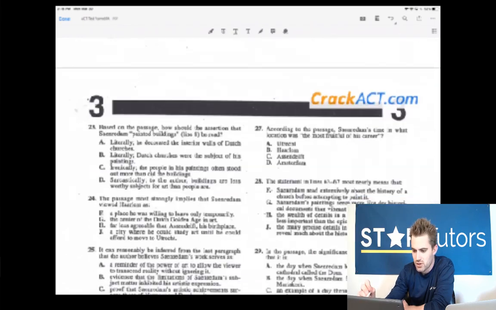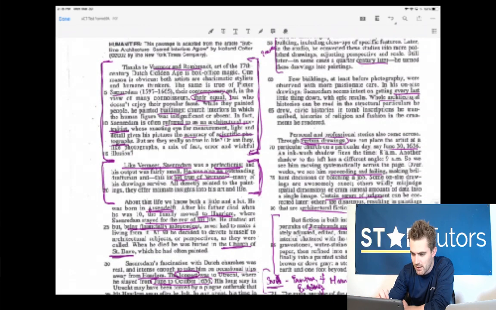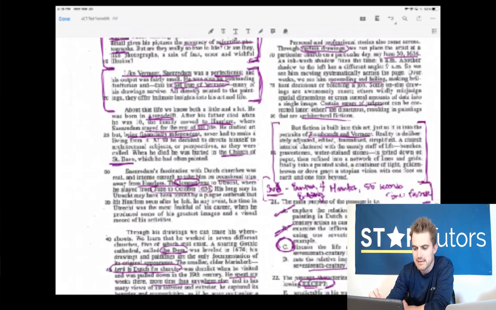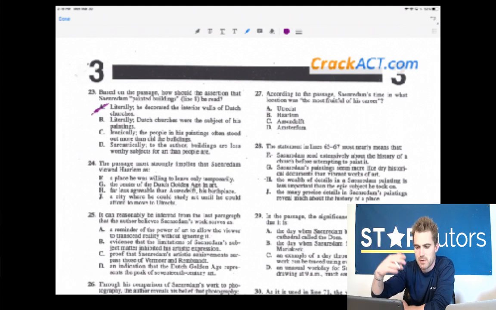Based on the passage, how should the assertion that Sanderham painted buildings be read? I think he actually does paint buildings, right, line 8. While they painted people, he painted buildings, church interiors, and yeah, so he's actually painting the buildings themselves. Literally decorated the interior walls. No, he painted the building. He's painting the perfect portrait. Yeah, the subject of his churches. I think the answer has to be B here.